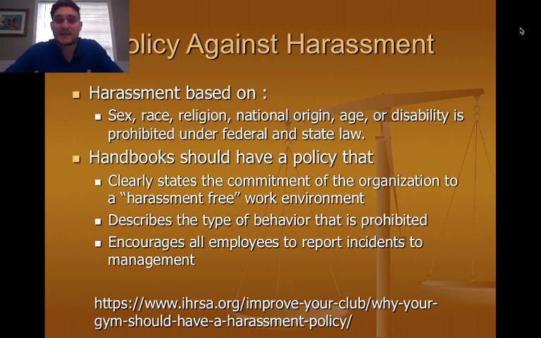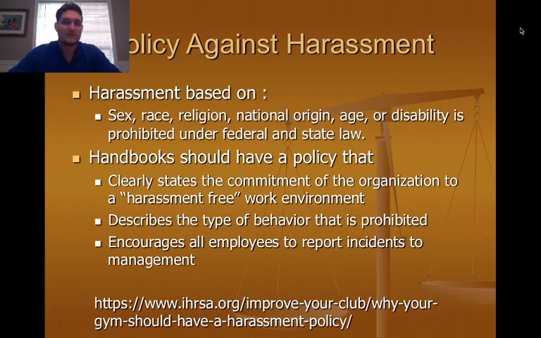And then, policy against harassment. Harassment can be based on sex, race, religion, origin, age, or disability. It's a form of discrimination and should be taken very, very seriously. And so the handbook that you lay out should have a policy that clearly states it is a harassment-free work environment. Nobody, whether employees or members, should face harassment within your facility's walls.